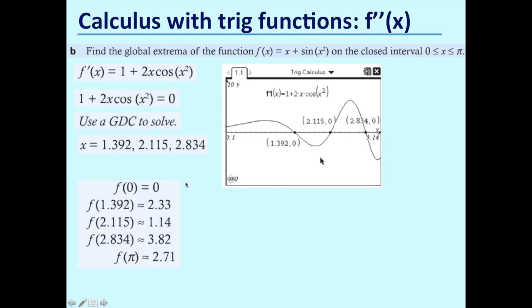So the global extrema is not just looking at the relative maximum minima, but all of the points within the region. So we've tested the smallest and the largest as well, and from that we can see that the global maximum, the largest point, will be here at 3.82, and the global minimum will actually be f of 0, which is the smallest value in this entire interval.